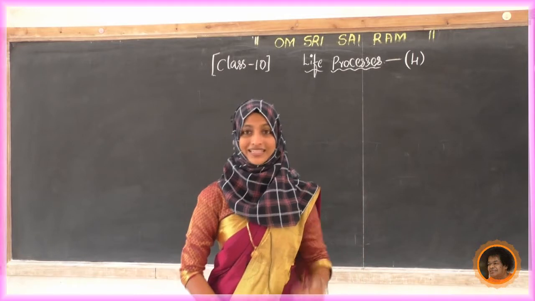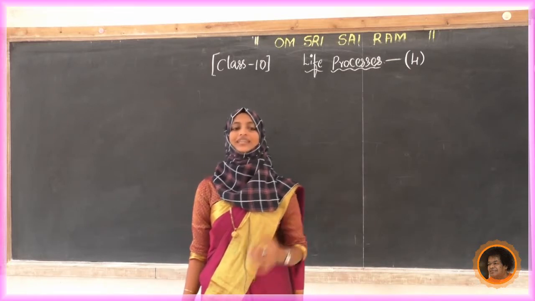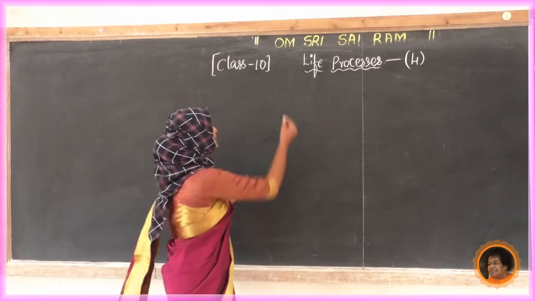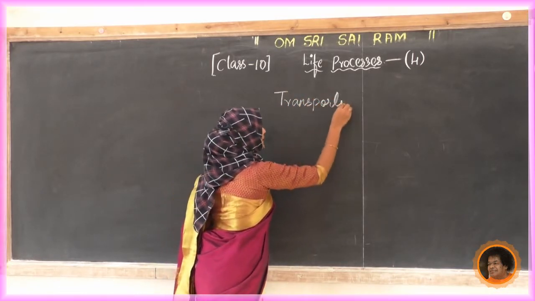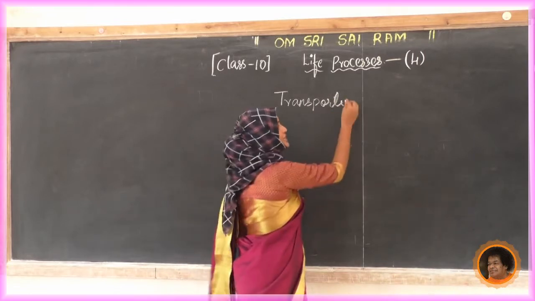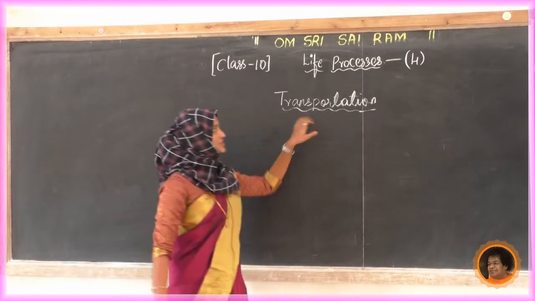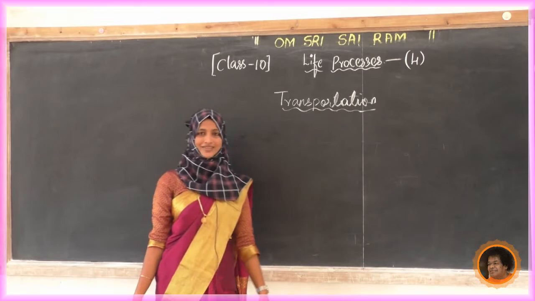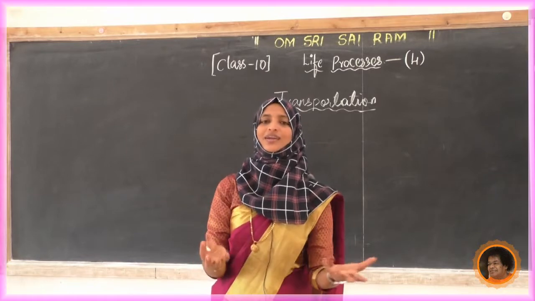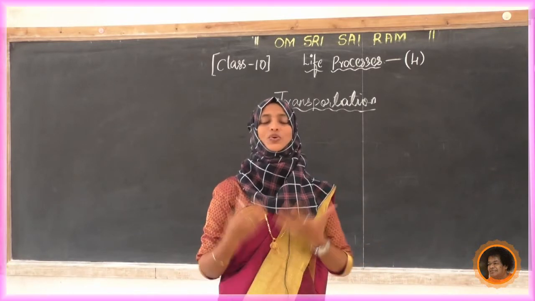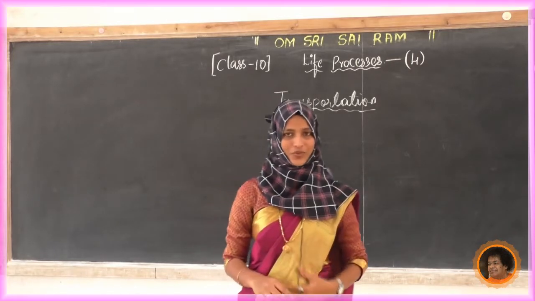transportation. That is one of the life processes, the third life process that we are studying. Write down the heading, transportation. So what is transportation? Now tell me what it means. It is going to transfer things. The agency that transports things is called transportation. That system is called the transportation system.